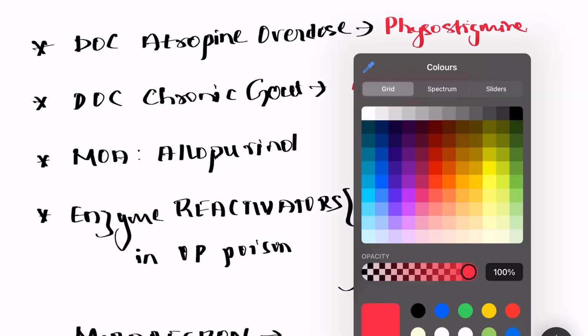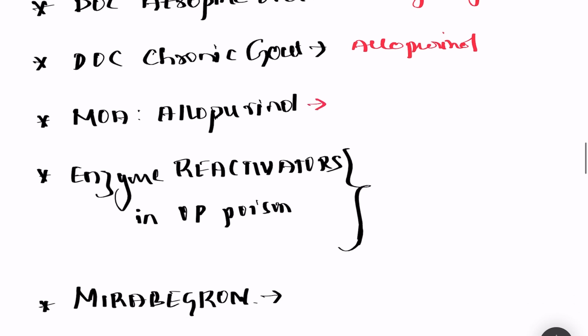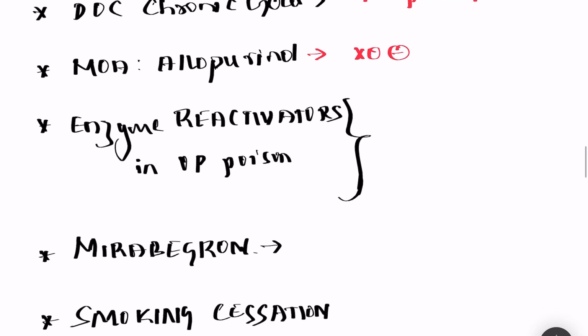So if allopurinol is having any side effects, you can go with the febuxostat. So what is the mechanism of action of allopurinol? It will inhibit the xanthine oxidase. So which is the enzyme reactivator that is useful for reactivation of the acetylcholinesterase in case of OP compound poisoning? It is your oximes. So examples are pralidoxime, obidoxime, etc.